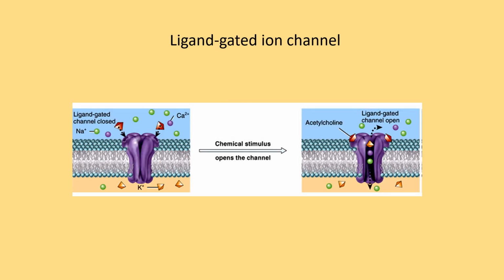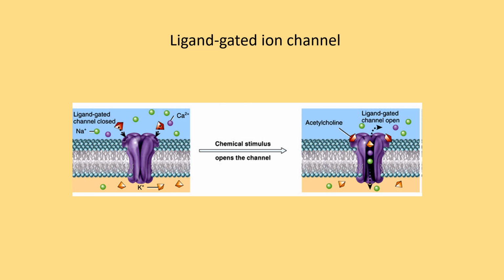This is an example of a ligand-gated ion channel where a ligand might be a signaling molecule like acetylcholine. That's a neurotransmitter that's important in the way your muscle cells work. So acetylcholine will come up later as an important signaling molecule, specifically a neurotransmitter that opens up ion channels.